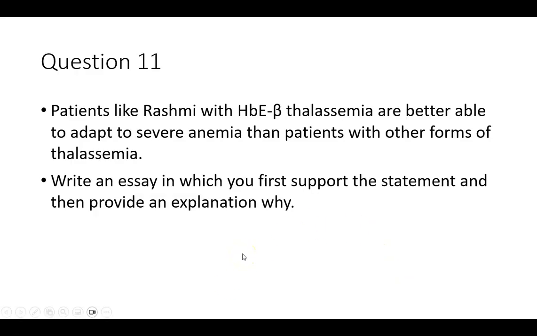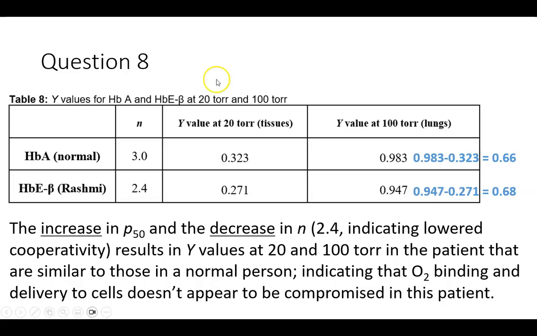So if we compare lesioning with Rashmi, we don't have a lot of data for lesioning. We have more data for Rashmi. But the authors of this paper were able to make the case that she is better able to adapt to severe anemia than other patients. She's actually in much better shape than Li Jing. So is that true? And why is it true? Yes, it does appear to be true.